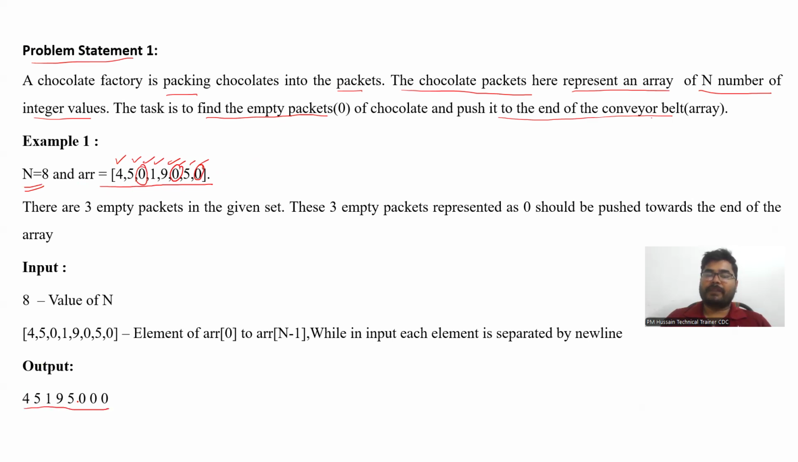Okay, 4 5 1 9 5. All zeros will be at the end of the array. So this is the problem which was given in the TCS NQT previously. So how can you solve this problem? One problem can be solved in different ways, so you can follow any method, and your code should be efficient.